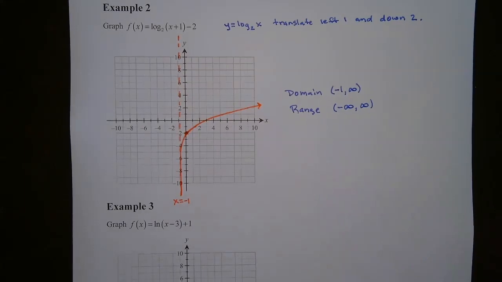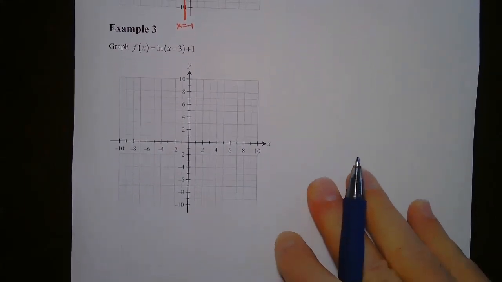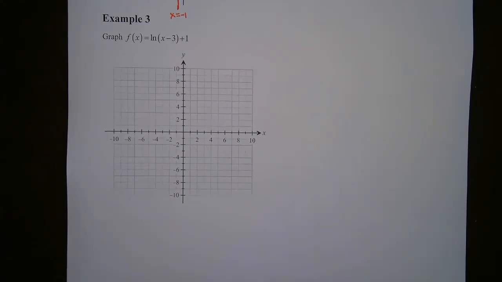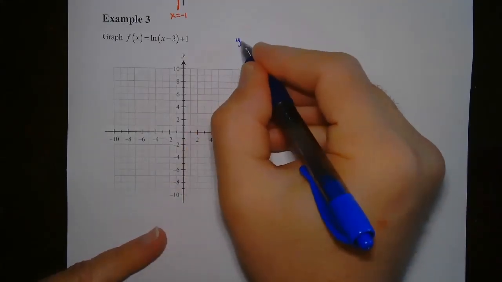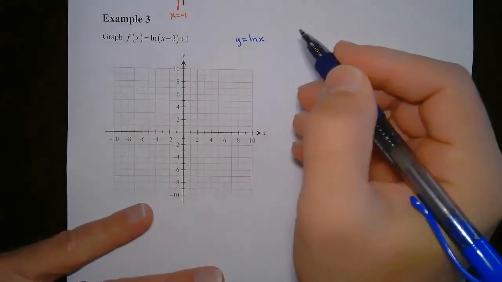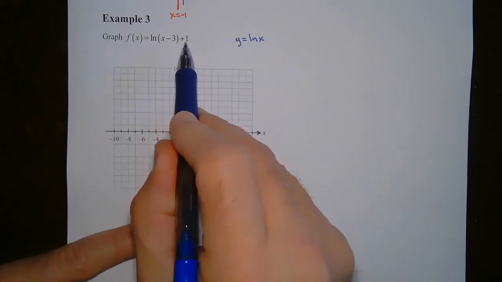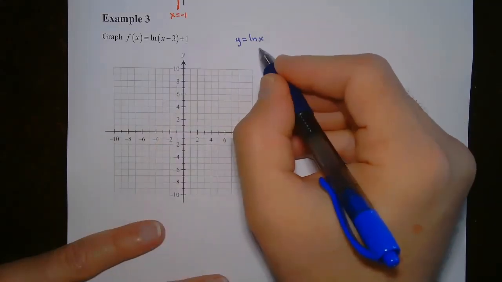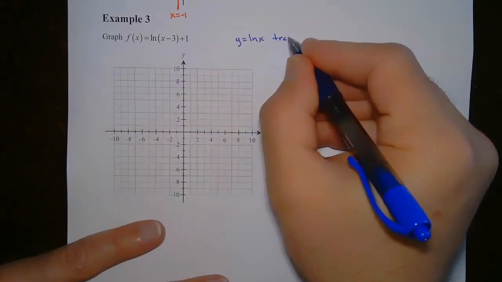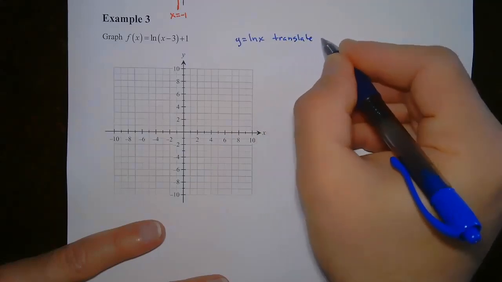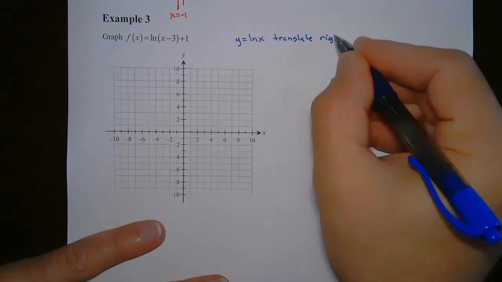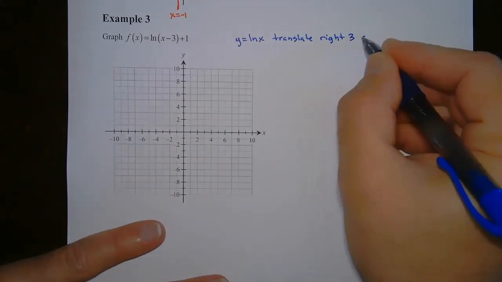All right, so the next problem is, let's graph f of x is equal to the natural log of x minus 3, plus 1. So we're going to take y equals ln of x, that's the parent function, and this x minus 3 causes it to be translated to the right 3, and the plus 1 causes it to translate up 1. So we're going to take y equals natural log of x and translate right 3 and up 1.